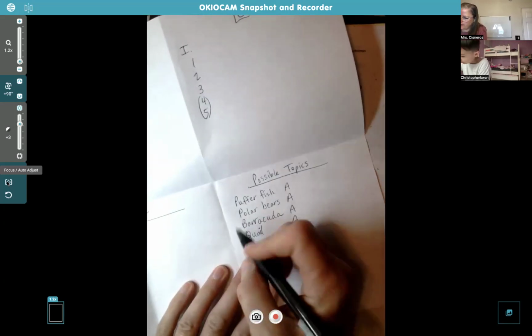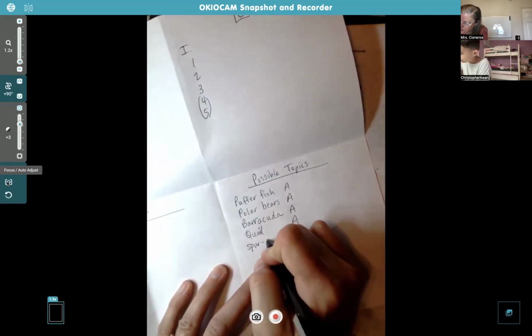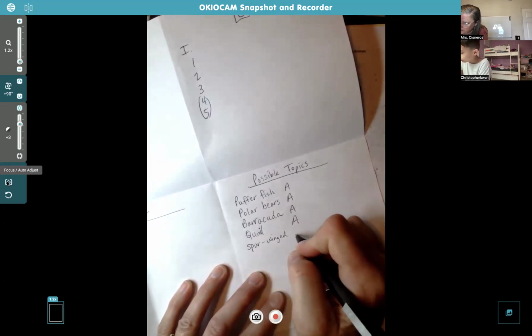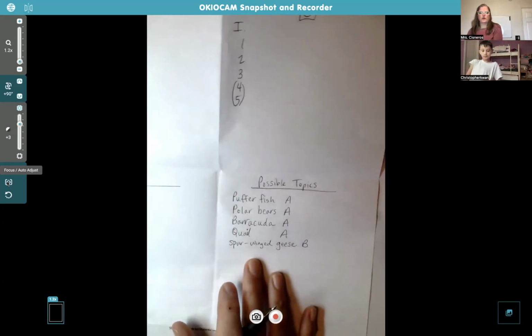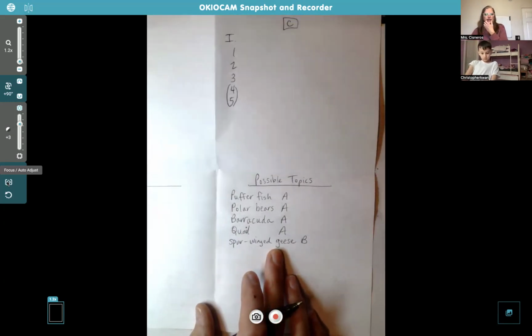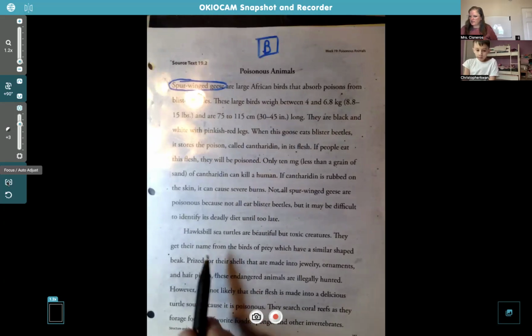Spur-winged geese. Let's put it next. Spur dash winged, or not dash, geese. And that's going to be B. Spur-winged geese. Okay, did you write that down, Christopher? Okay, good. Next, down here.